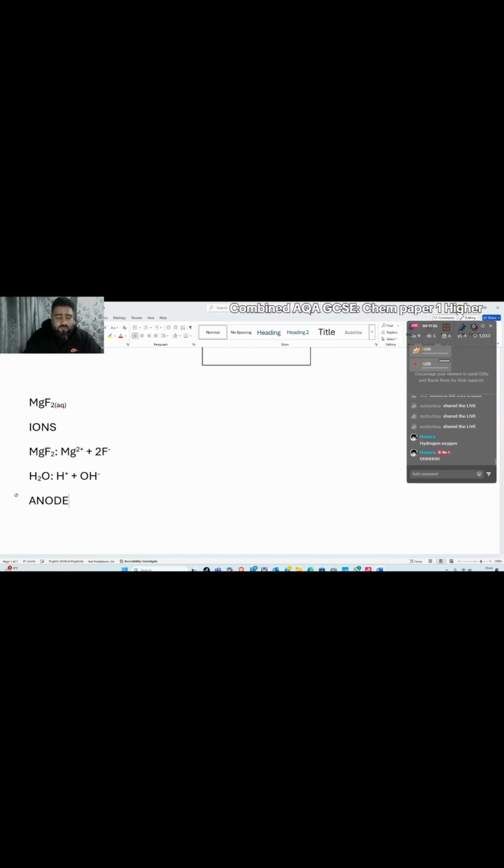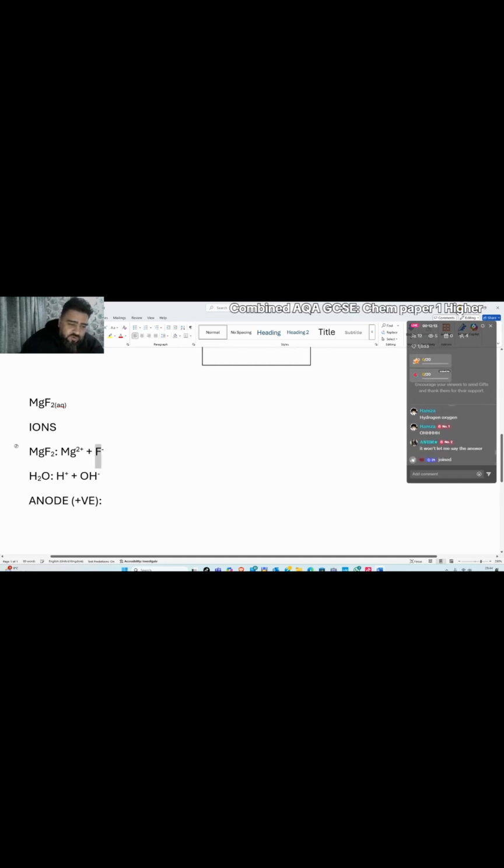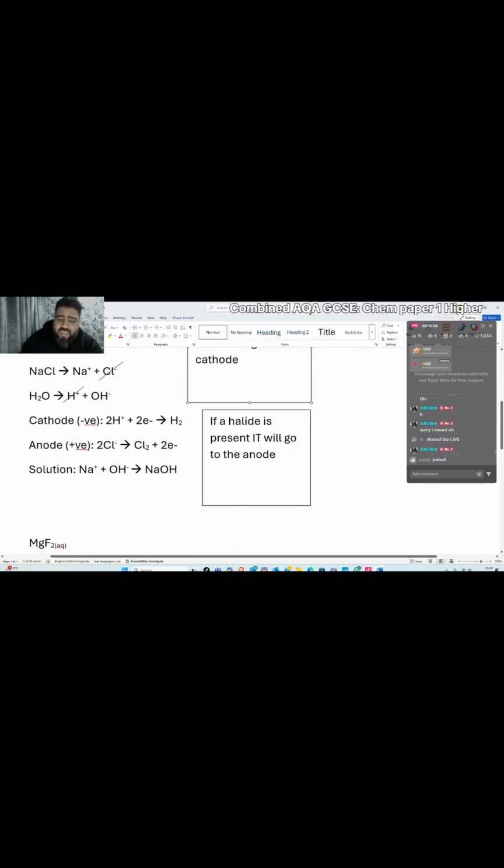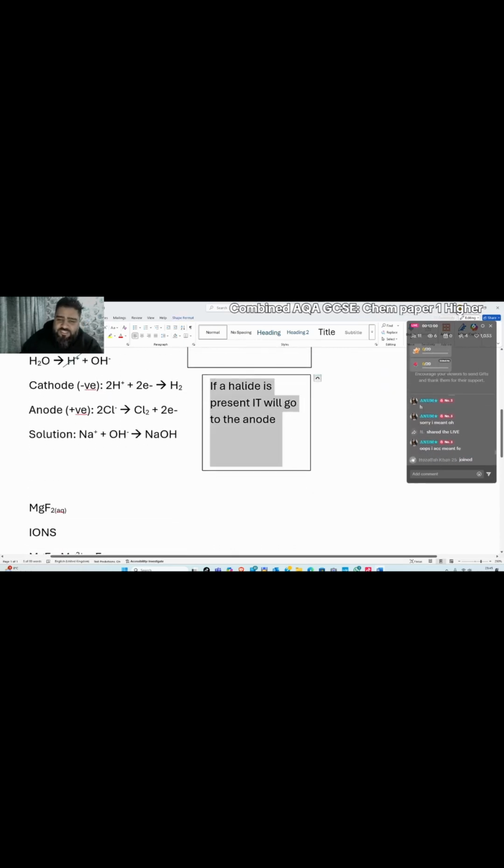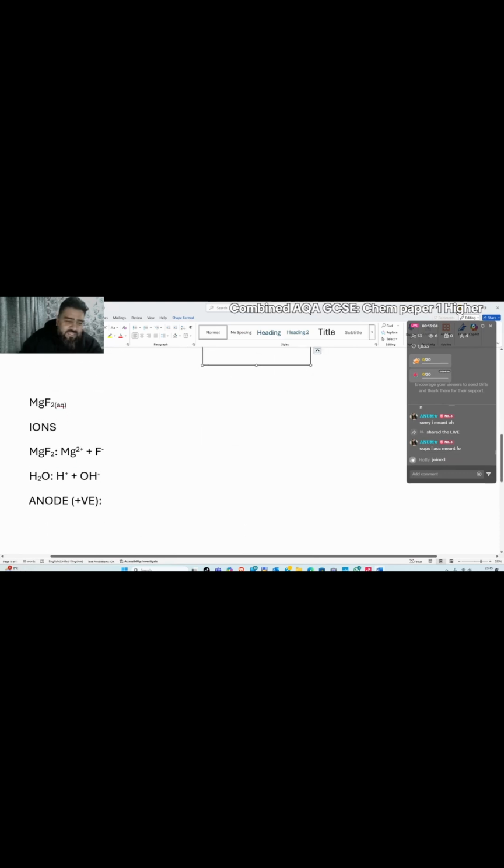Again, we're going to look at the anode, which is positive, and which one of these ions are going to go to the anode. If the anode is positive, it's only the negatives that could go to it. So it's either going to be the fluoride ions or the hydroxide ion. The rule is that if a halide ion is present, it will go to the anode. Is a halide ion present? Yes, it is. There it is. So it will go to the anode. So it's going to be F minus.